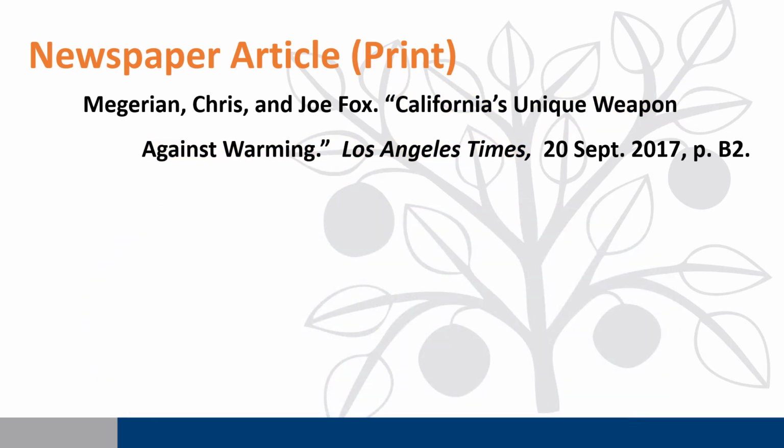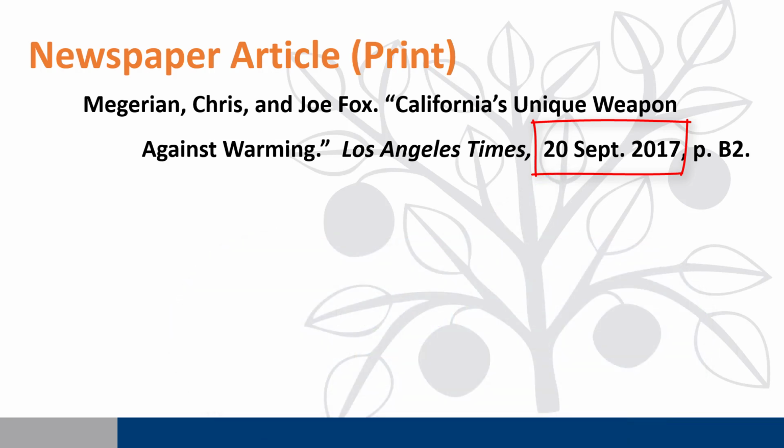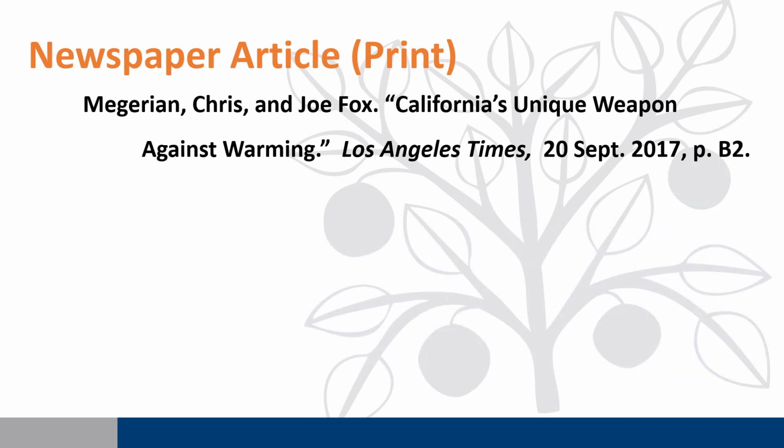After the newspaper title, we have the date the newspaper article is published. Note that dates are formatted as day, month, year. Months are abbreviated except for the months with short spelling, such as May, June, and July. We follow the publication date with a comma, then we have the page number. Precede the page number with p. period for one page, or use pp. period if there is more than one page. And then end the citation with a period. This is a complete citation for a print newspaper article.